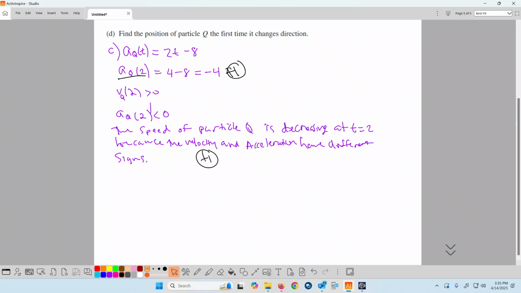The last part is part D, and you can see this is a lengthy FRQ, right? We've spent a lot of time on this one already. Part D: find the position of particle Q the first time it changes directions.